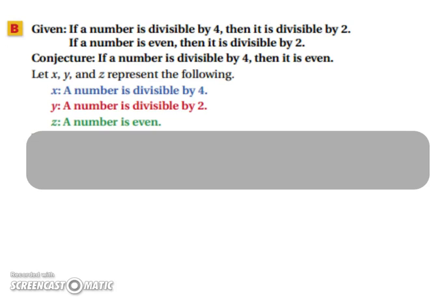If a number is divisible by 4, then it is divisible by 2. If a number is even, then it is divisible by 2. Conjecture: if a number is divisible by 4, then it is even. So if P, your hypothesis, then Q, your conclusion. So if P, then Q, you should have if Q, then R. Your Q is it is divisible by 2. If a number is even, that is not your Q. So it's not following the law of syllogism or the pattern that it should be following to be the law of syllogism. That makes it not valid.